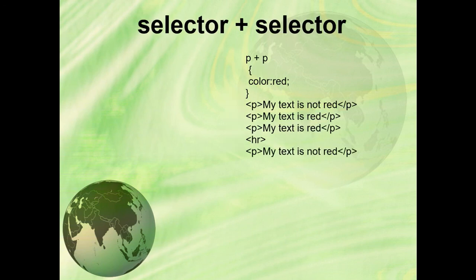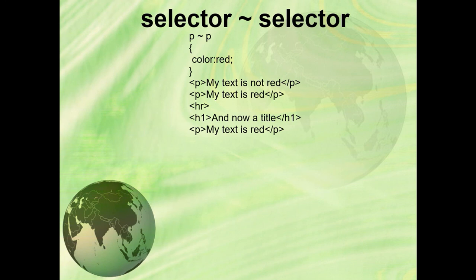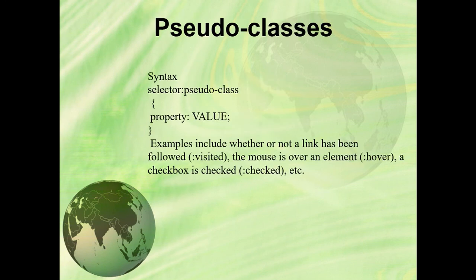This will be p plus p. This also applies only that way. P plus p means: first is not red, second one is red, third one is red, and after the hr, the third one and the fourth one are not red. These are all the meanings.